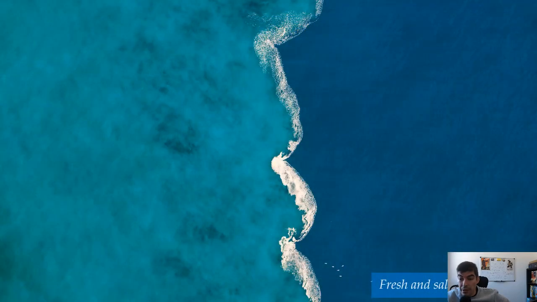This is the mixture of fresh and salt water at the end of a river in Spain, in Rio Segre, if I am not mistaken. Okay, the left part is fresh water and the right part is salt water, and they are mixing here in the middle.